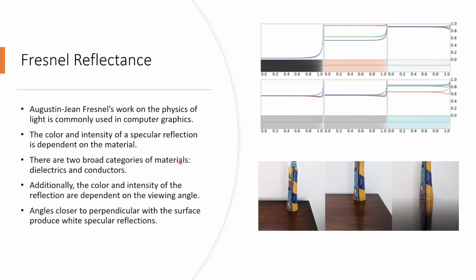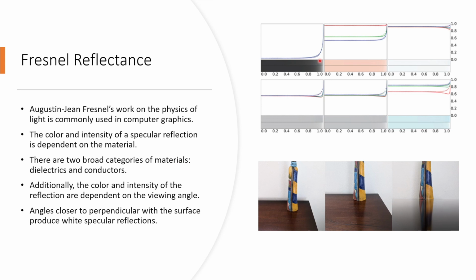And so it's based on two broad categories of materials. We have dielectrics, which sounds complicated, but really it just means it does not conduct electricity. Those are materials like wood, plastic, and skin. And then we have conductors, which are metals. They are conductive materials.